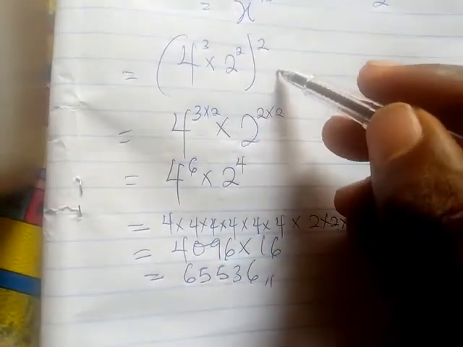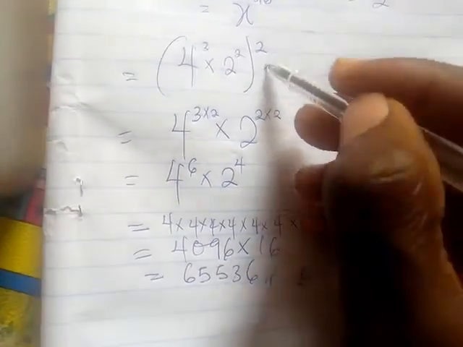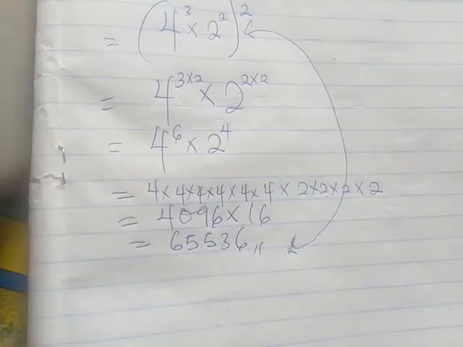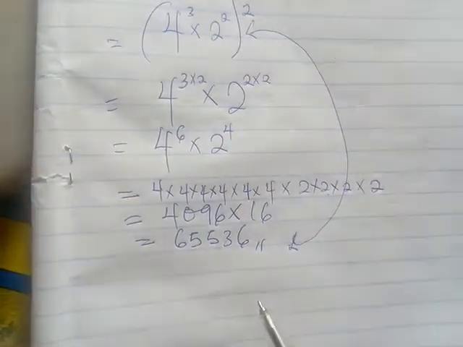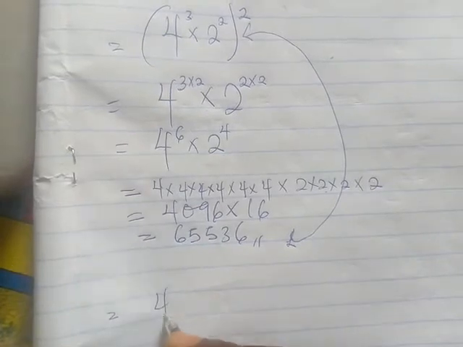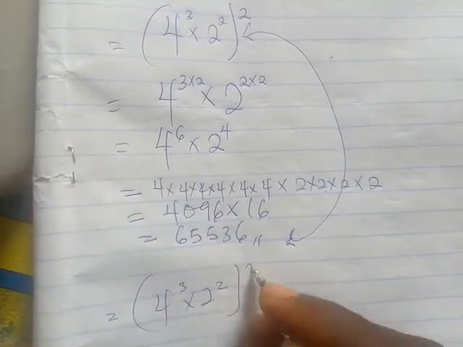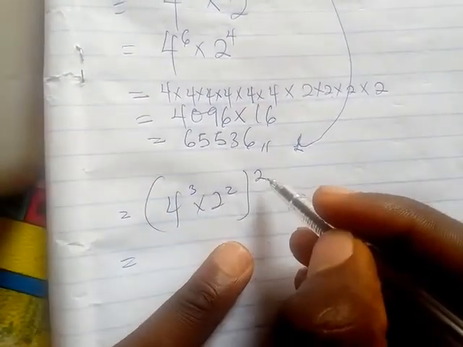So from here, we actually arrive down to this place because we made use of our power law. And mind you, there's another way you can solve this question. Now, let me quickly run through that. So you have 4 raised to the power 3 times 2 raised to the power 2, everything raised to the power 2. So we can solve everything in a bracket first before raising them to the power of 2.